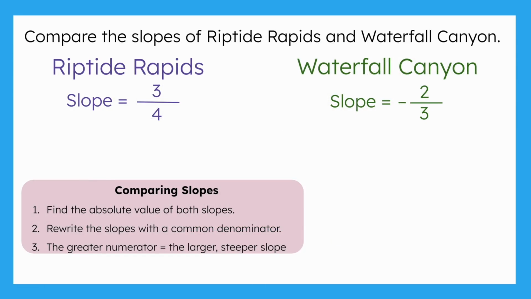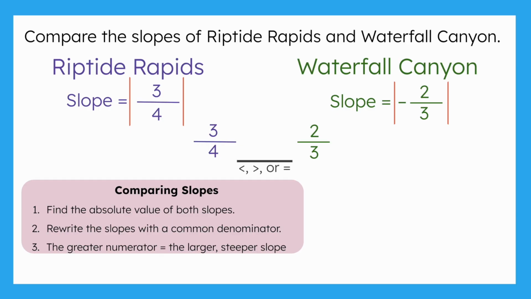Great, now we know Riptide Rapids has a slope of 3/4 and Waterfall Canyon has a slope of negative 2/3. So which one is steeper? The steeper the line, the greater the slope. So we need to determine which fraction is the greatest. The first thing is to calculate the absolute value of each slope. We put the absolute value bars around each slope like this and evaluate. The absolute value of 3/4 is 3/4. The absolute value of negative 2/3 is positive 2/3.